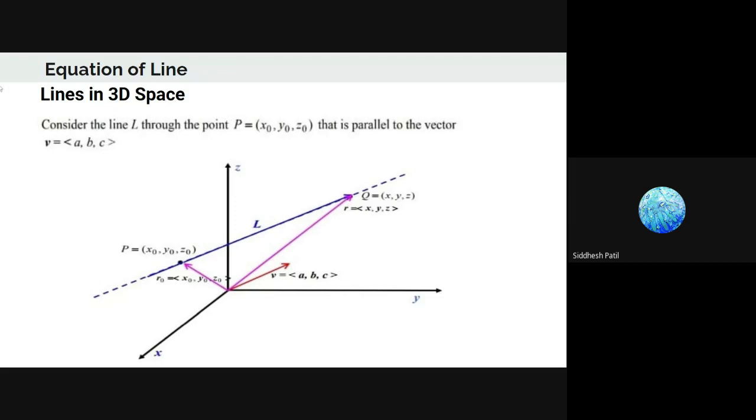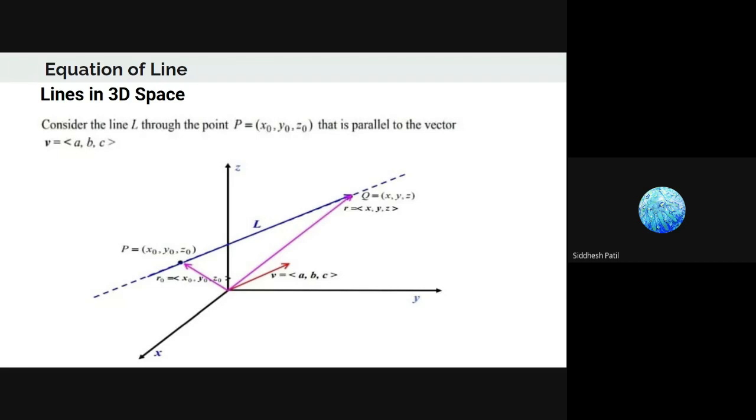My topic is equation of line, and so let's start with how lines actually look in 3D space. So in this diagram, considering the line L through the point P, whose coordinates are x naught, y naught, and z naught, which is parallel to the vector V given below that line. And so the line L consists of point Q, which has coordinates x, y, z. So P and Q points make vector PQ, which is parallel to V. So now PQ vector's coordinates will be equal to x minus x naught, comma y minus y naught, and z minus z naught.